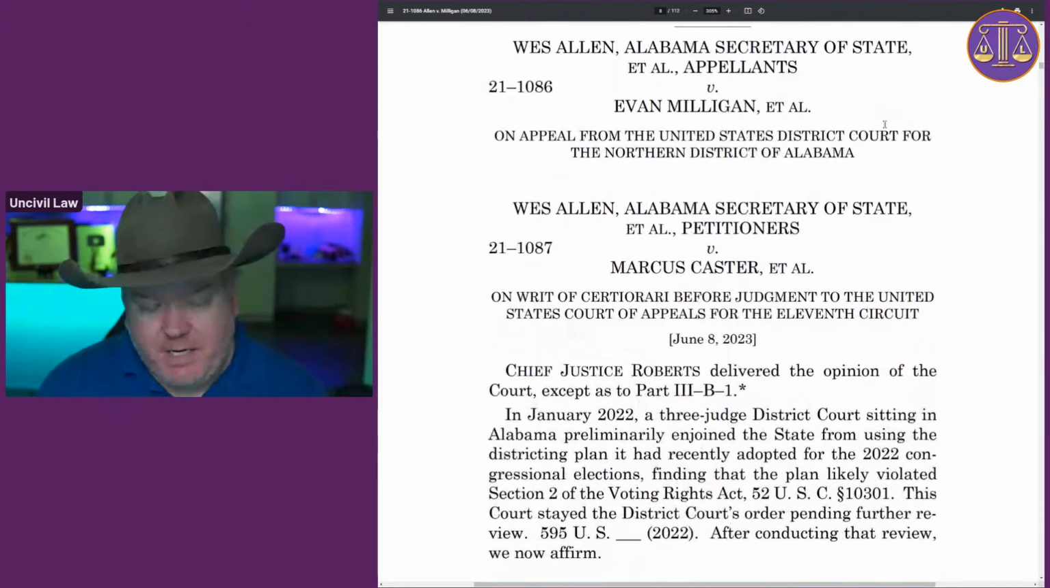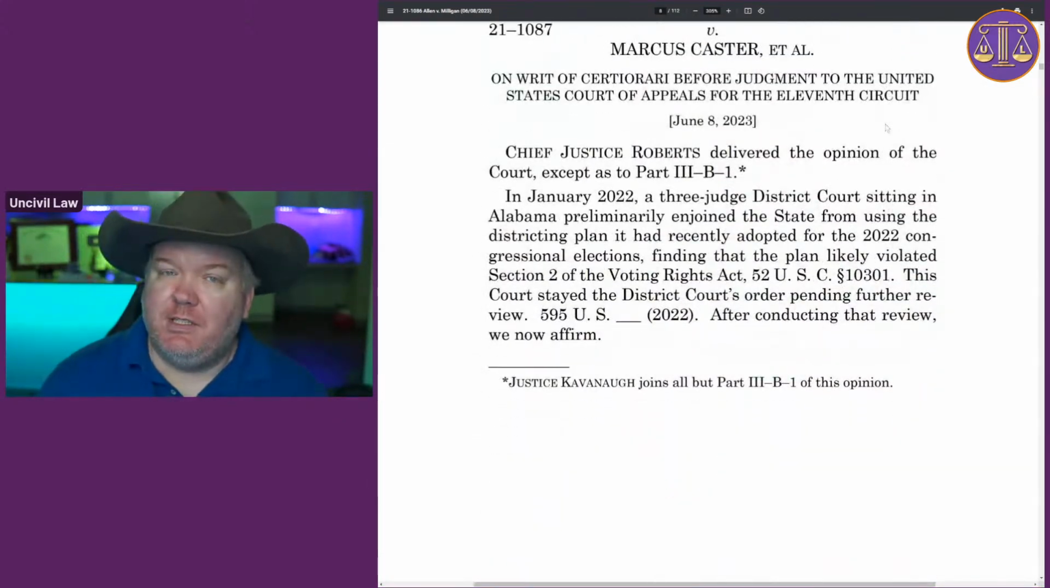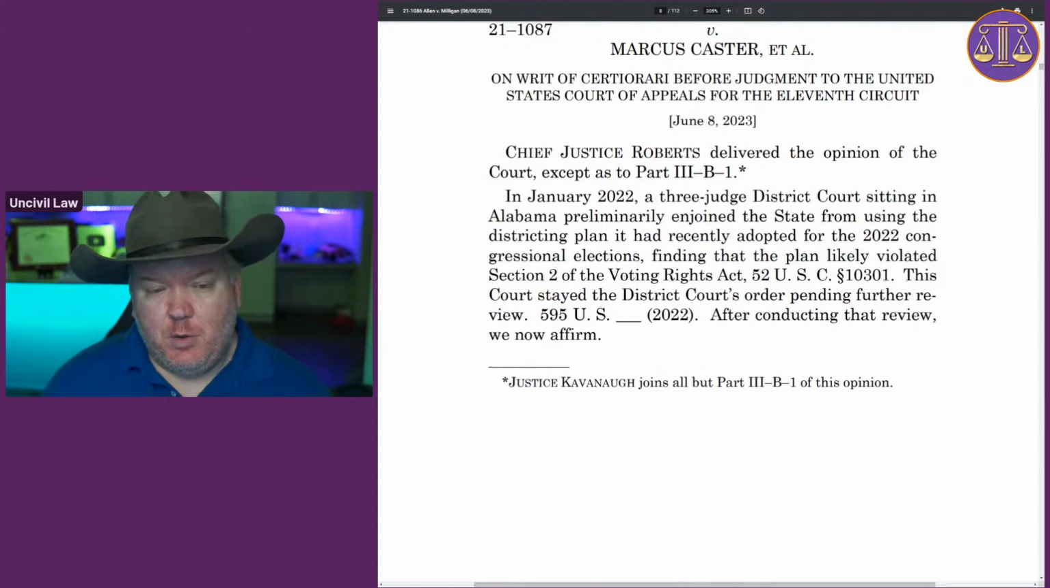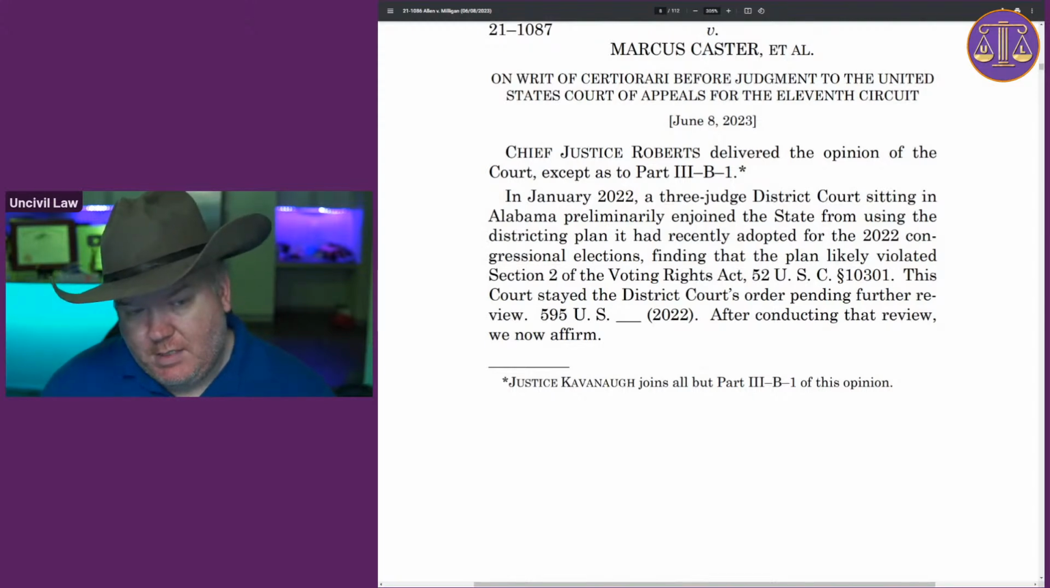The Chief Justice delivers the opinion of the court, and we will skip the syllabus and just read the opinion of the court because we're doing a deep dive today. "In January 2022, a three-judge district court sitting in Alabama preliminarily enjoined the state from using a districting plan it had adopted for the 2022 congressional elections, finding the plan likely violated Section 2 of the Voting Rights Act. This court stayed, that is, enjoined the order, pending further review, but now affirms."